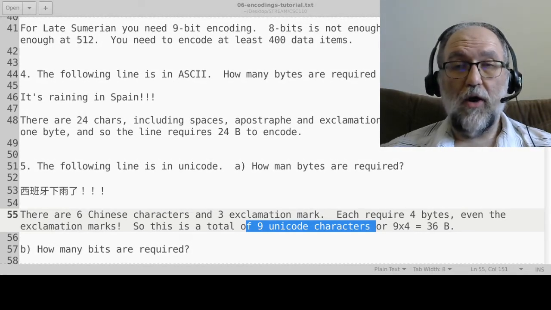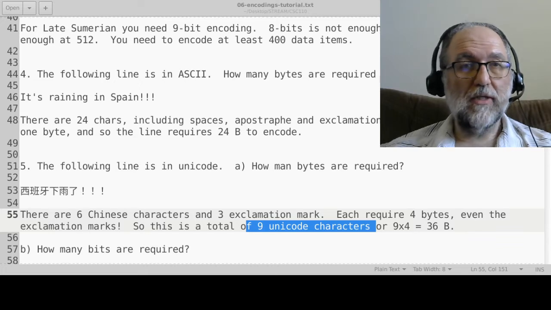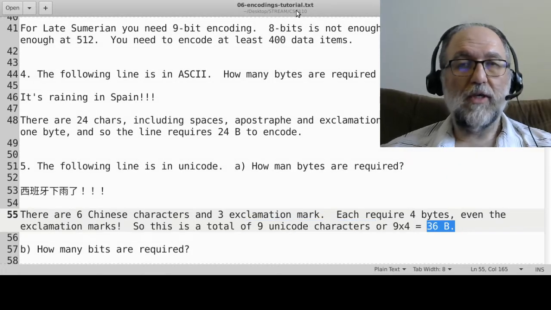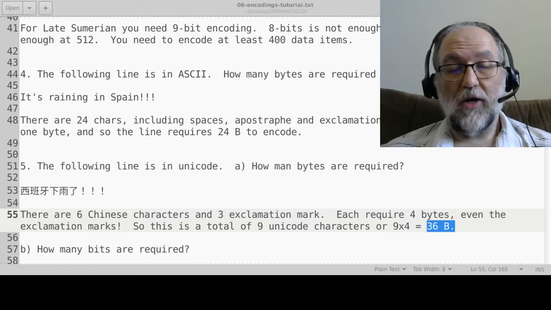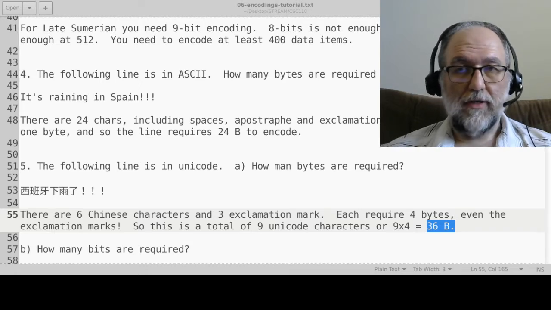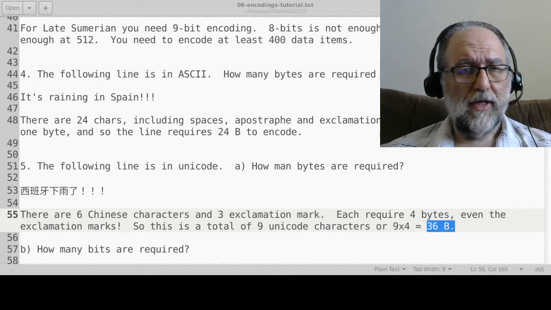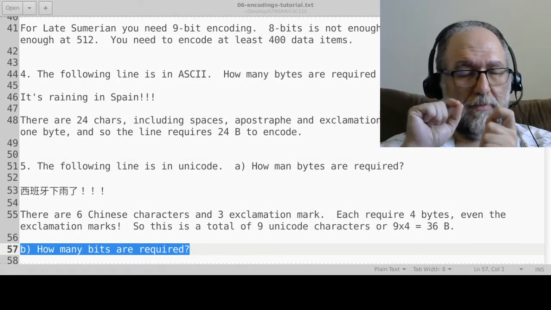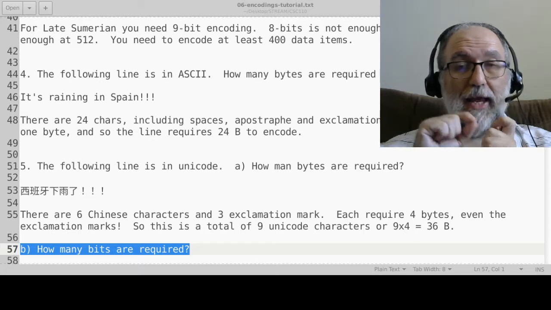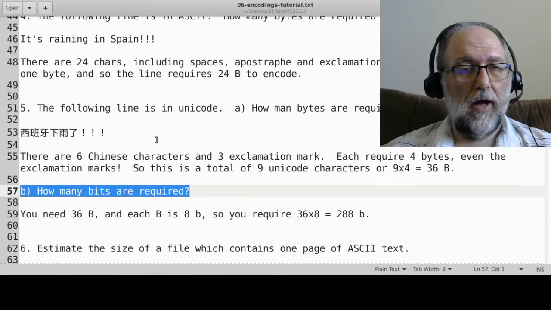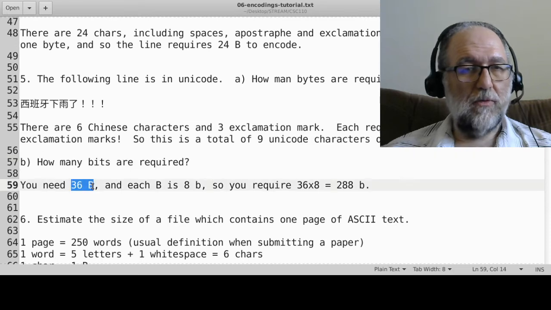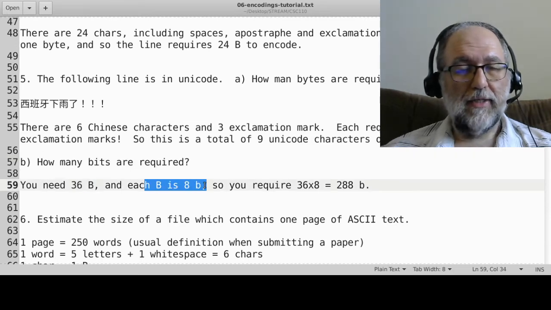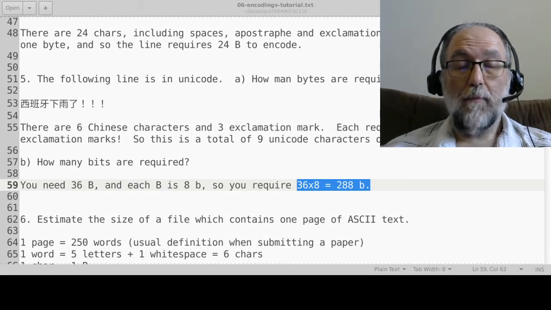Now 9 Unicode characters, each Unicode character is 4 bytes, and that'll give you 9 times 4 or 36 bytes. So that entire line requires 36 bytes of information to encode that text. Now I asked the question, how many bits is that? Because I want you to also know the difference between a byte and a bit. A byte is 8 bits. So it takes 36 bytes to encode that line, and each byte is 8 bits. If you multiply 36 times 8, it gives you 288 bits.